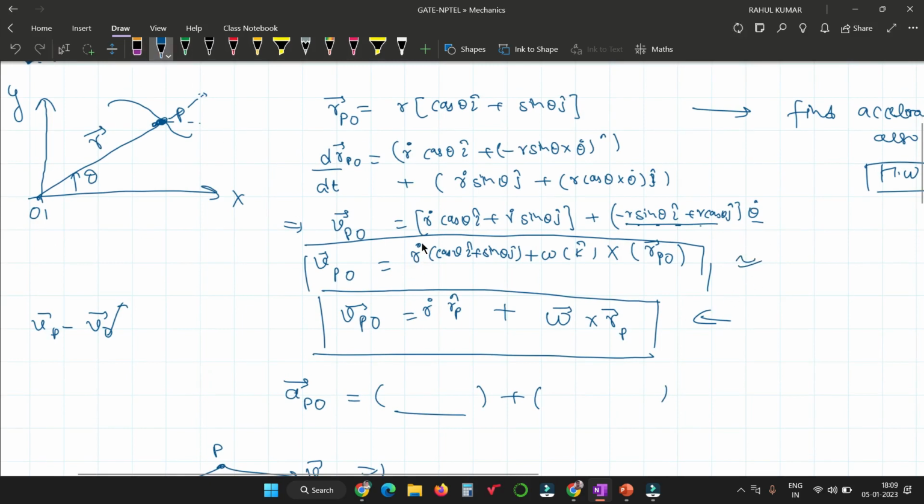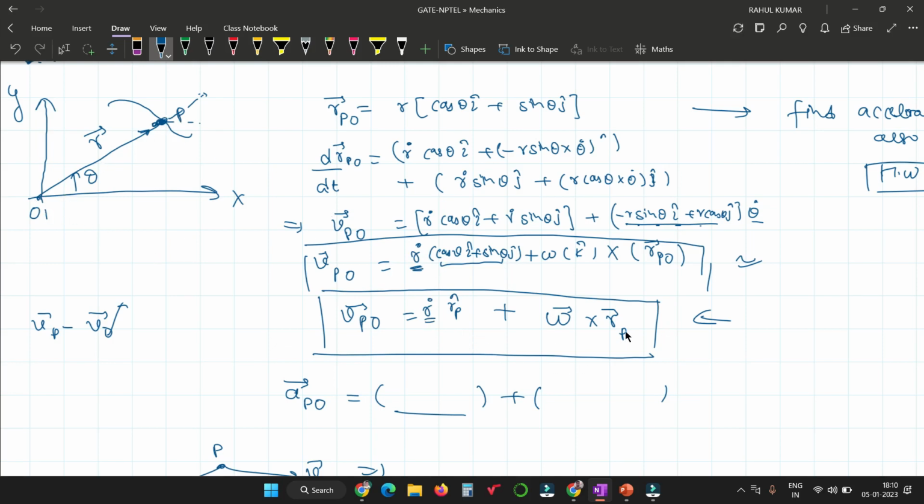You can see the velocity of point P with respect to O, we can write this equation. So here, what is R naught? It is the rate of change such that the distance between O and P is changing in this direction. That is R naught. And what is cos theta i cap plus sin theta j cap? That is nothing but the unit vector along this line. That's why I have written R naught, which is a scalar quantity, and this one is the unit vector along this direction.